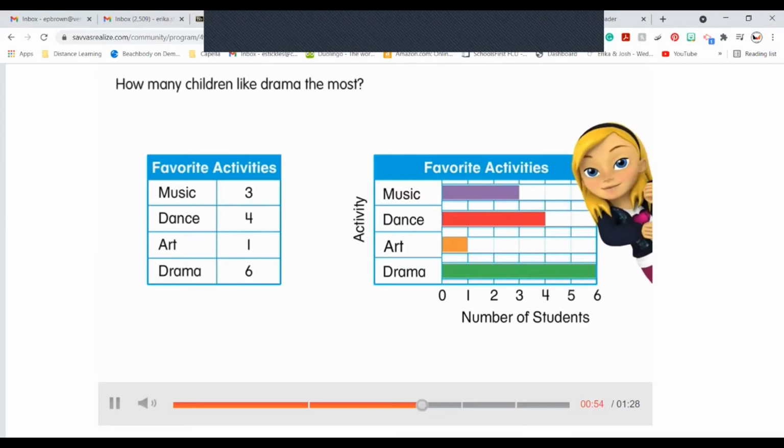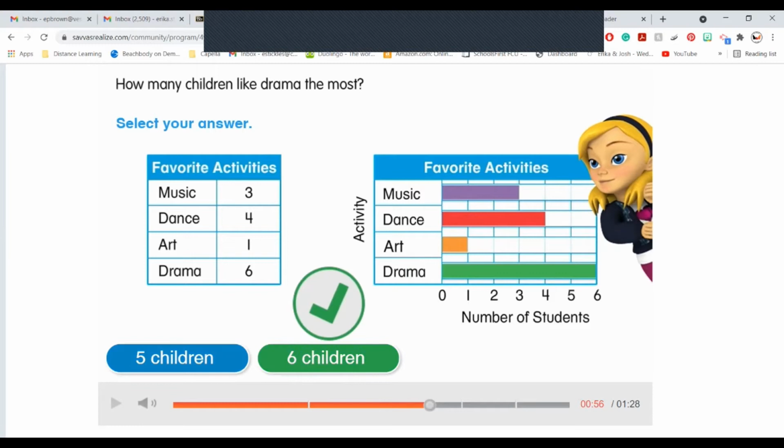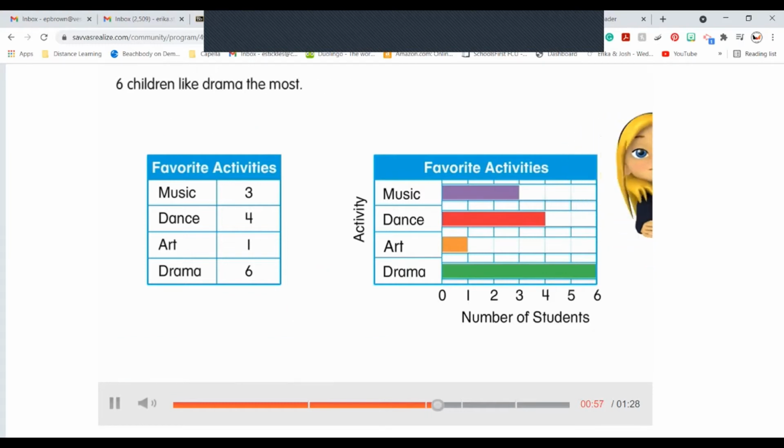How many children like drama the most? 6. Select your answer. There are 6 boxes filled in on my bar for the bar graph, so that means there are 6 children that like drama. 6 children like drama the most.